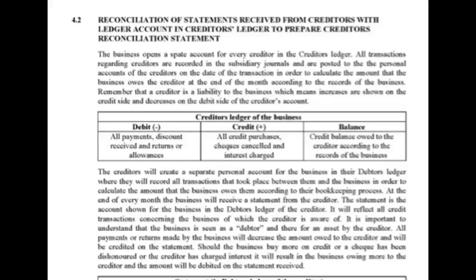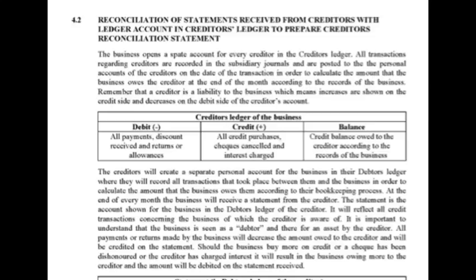Our next reconciliation we will look at is creditors reconciliation. So the same way that we do bank reconciliation, we can also do reconciliation from an external source such as the creditor's statement, reconciling it with our own creditor's ledger accounts. So the business opens a separate account for every creditor in the creditor's ledger.